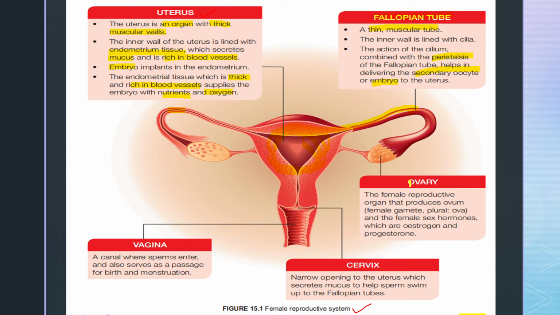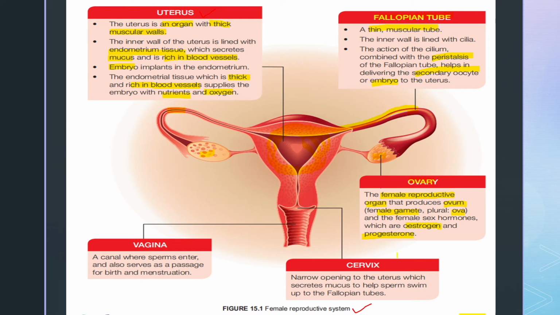Next one is the ovary. We also have two ovaries, the right and the left side, and these are the female reproductive organs that produce the ovum, the female gamete. Ovum is one female gamete; if it is more than one, in plural, we call it ova. The ovary is also the female reproductive organ responsible for producing female sex hormones, namely estrogen and progesterone.